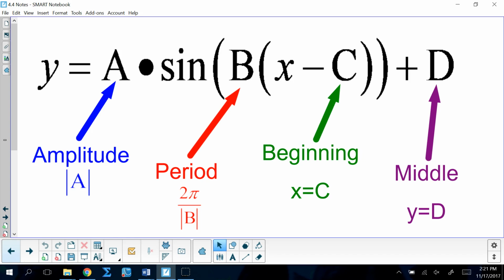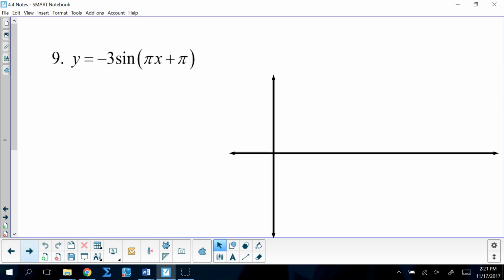D is our vertical shift. So that's what we're going to focus on today, is that vertical shift, along with combinations of A, B's, and C's to help us out and get us through. Okay? So, here we go.